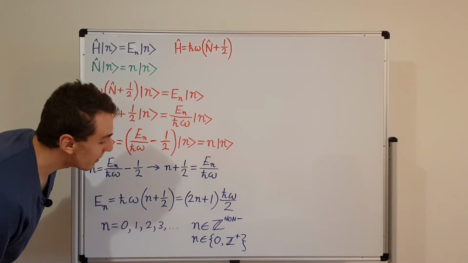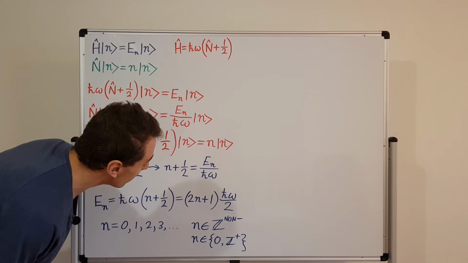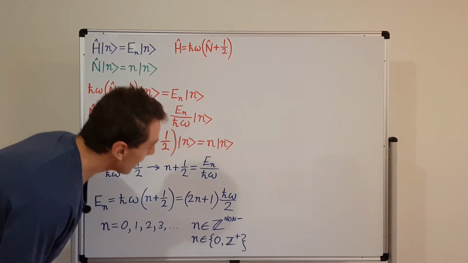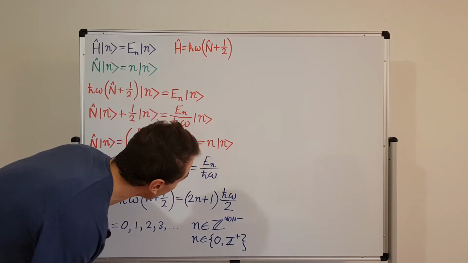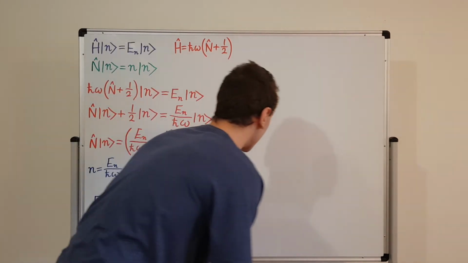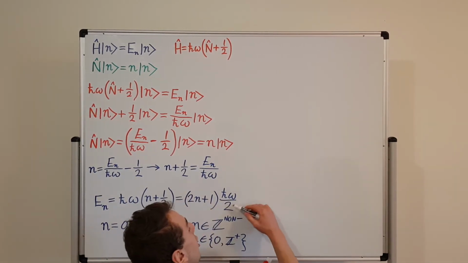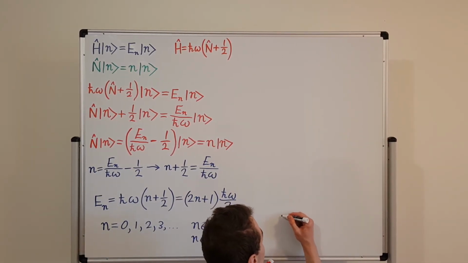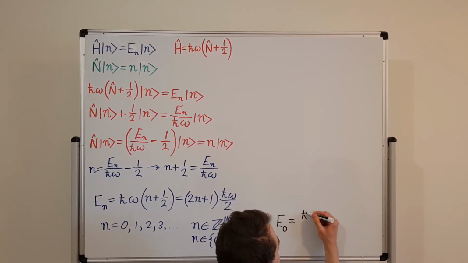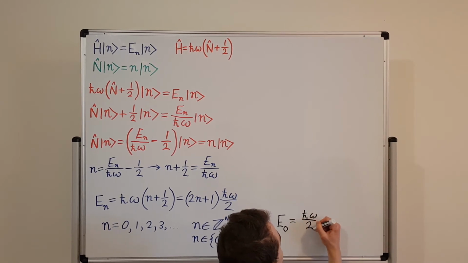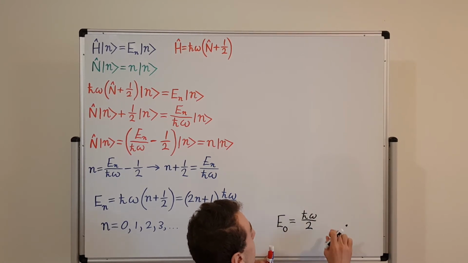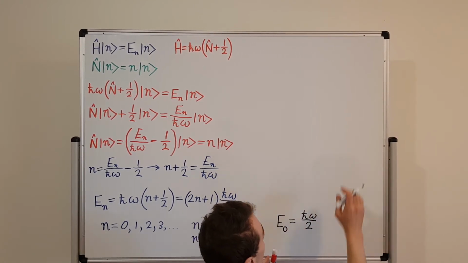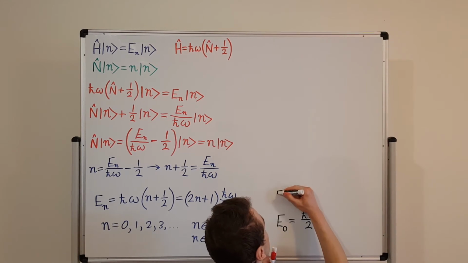Now, can you see what happens to this expression if n is equal to 0? If we set n equal to 0, then all of this is actually going to disappear. This 2n part is going to disappear. So we're just going to be left with 1 times h bar omega over 2. So that's h bar omega over 2. So if I write the subscript over here, I'll write E sub 0. That is equal to h bar omega over 2. That's the ground state energy. That's the lowest possible energy you can have if you are a particle in a quantum harmonic oscillator. Now, let's have a look at the first excited state.